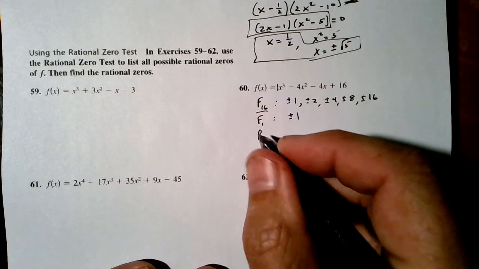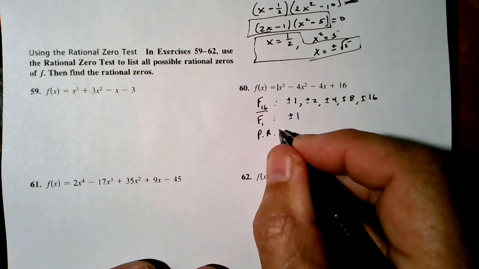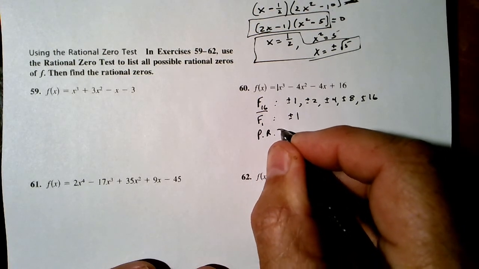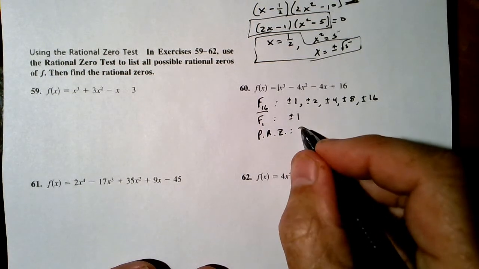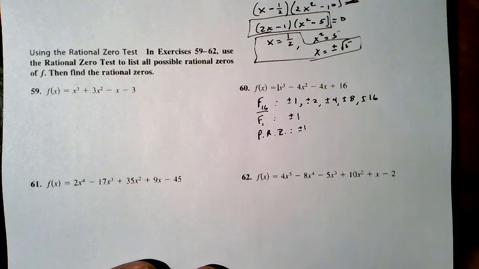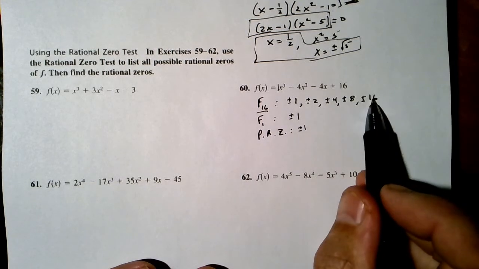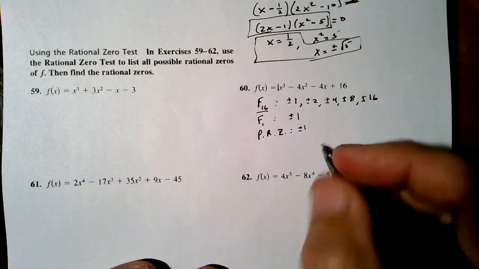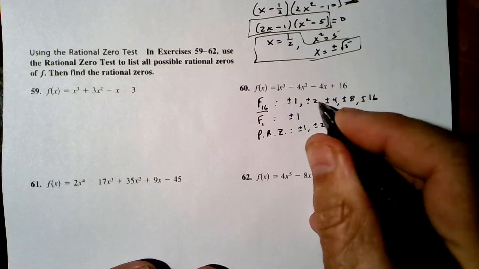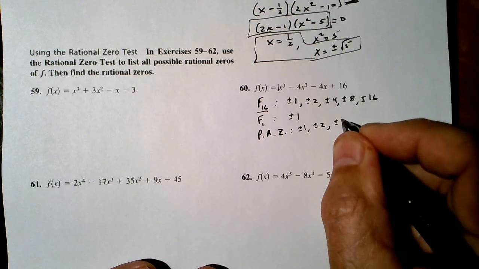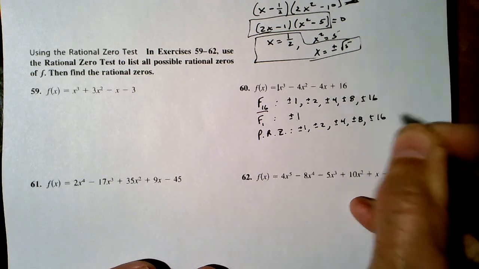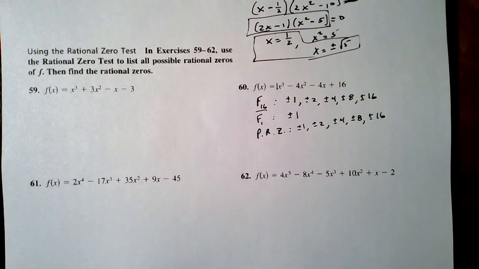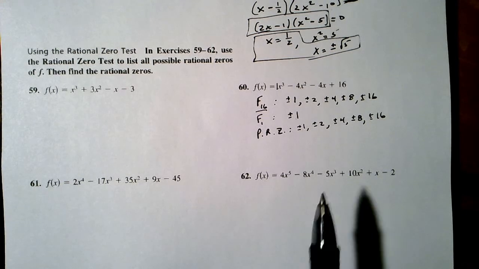So my possible rational zeros are plus or minus 1 on 1, and you know it's going to end up just being these, but typically that won't be 1. Plus or minus 2 on 1, plus or minus 4 on 1, plus or minus 8 on 1, plus or minus 16 on 1.